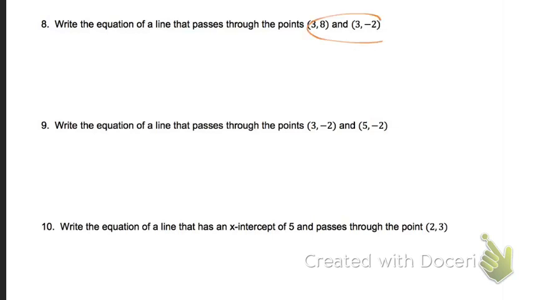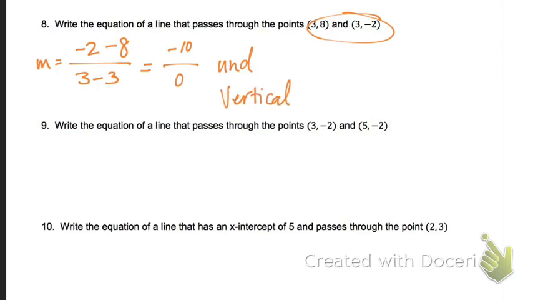Number 8, write an equation that passes through the points. So my first step when doing this is to find the slope. So slope is -2 minus 8 over 3 minus 3. Oh no, what comes on the bottom? 0. Which means it's undefined. And an undefined slope is a horizontal or vertical line? Vertical, which means it's an x equals or y equals? X equals, and x equals 3. It's easy to look at that because they both have a 3.